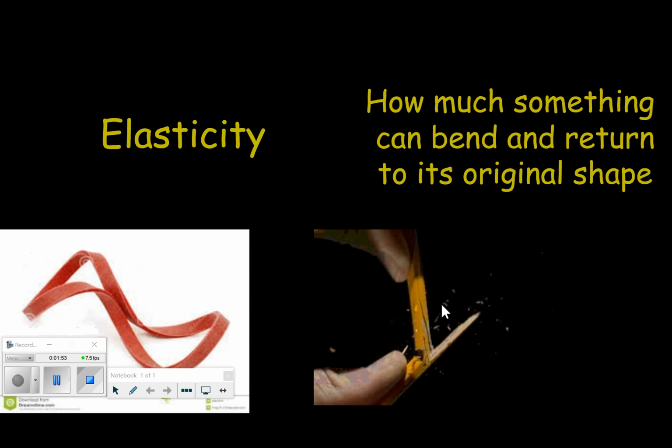Elasticity is how much something can bend and return to its original shape. We're looking at a rubber band versus a pencil here. That rubber band, I can twist, I can turn, I can pull, I can stretch it, and it's going to return to its original shape. But this pencil, if I bend it too far, it is going to break. The pencil is not elastic, but the rubber band is elastic.